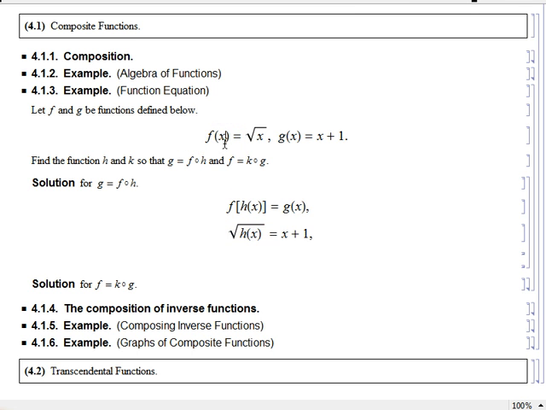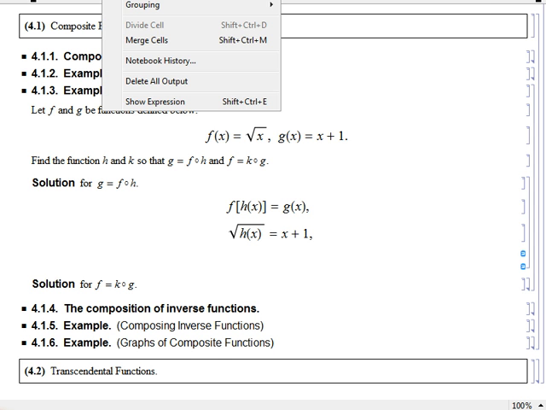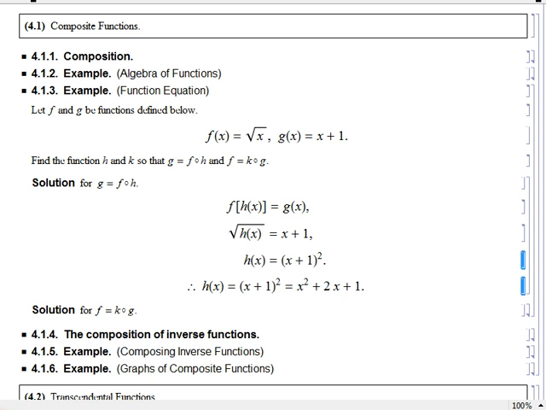F of X is square root of X, so F of H of X. So H of X will be substituted here. So we have square root of H of X. Good. Now we will have square root of H of X, and you're looking for H of X, so it's easy to find out. All I have to do is square both sides, and then if problems specifically ask you to do, then you may have to expand out, and there you go.